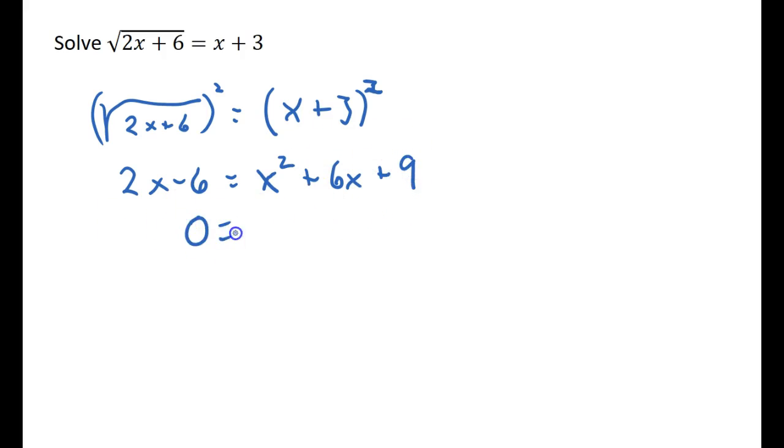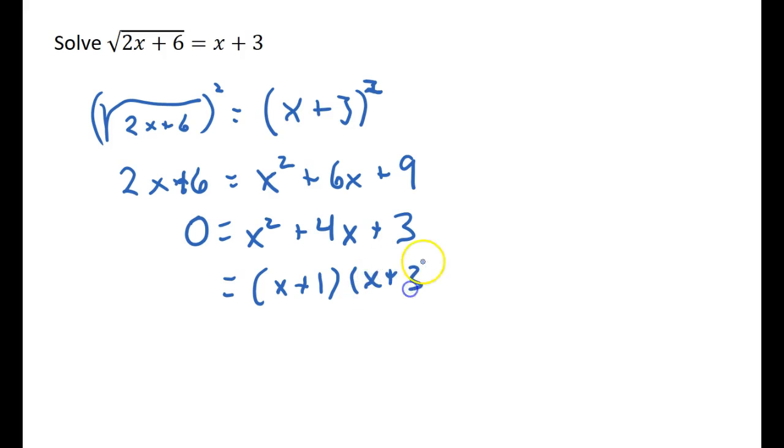Getting everything over on one side, x squared plus 4x plus 15. Whoops, I made a mistake, didn't I? That should be a plus right there, which is going to change that. I'm going to get a 3. And now we can factor: x plus 1, x plus 3. So x equals negative 1 and negative 3.